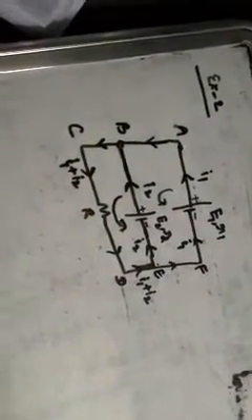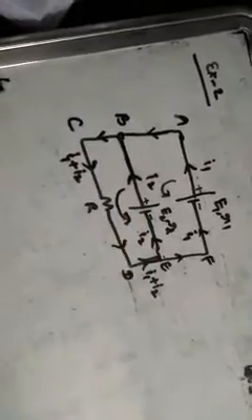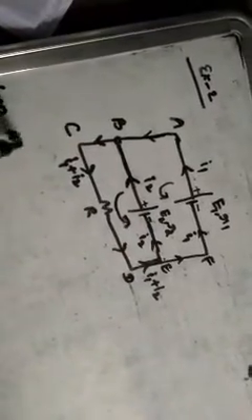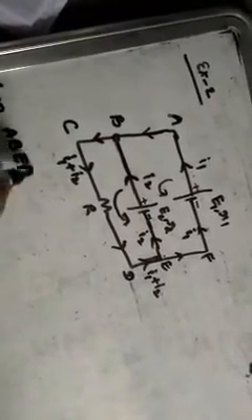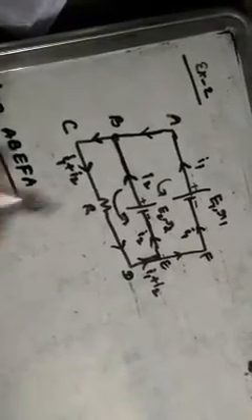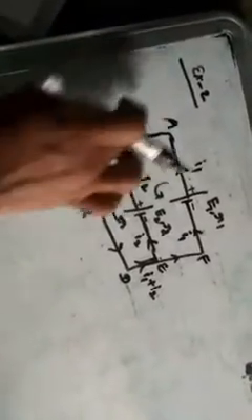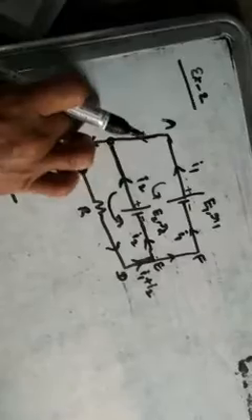I will explain slowly, check it. First loop: A, B, E, F, A. This is the loop. Imagine you are moving from A to B, that is the loop direction. Then B to E, E to F, F to A. Check how to apply it.